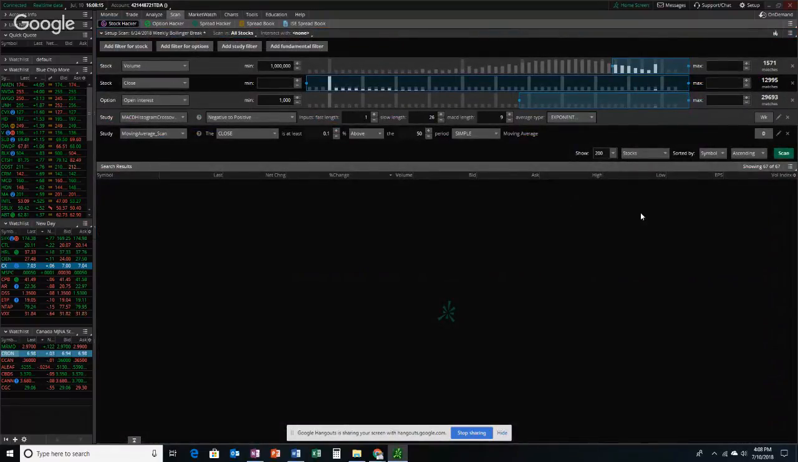Now in my scanner that I have right now, I have volume at least 1 million. I have no price set for the stocks right now, so they could be whatever price. I have options to be at least 1,000 open interest on options. That's just because I want stocks that are a little more solid than just penny stocks, although some penny stocks will still show up. And in this particular instance, I have the MACD crossing over from negative to positive.